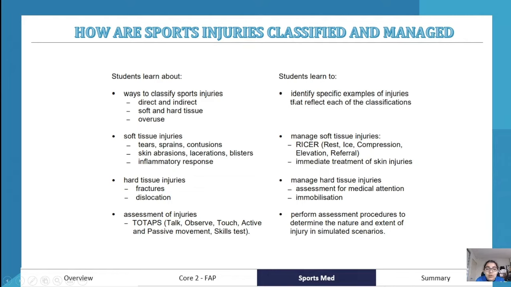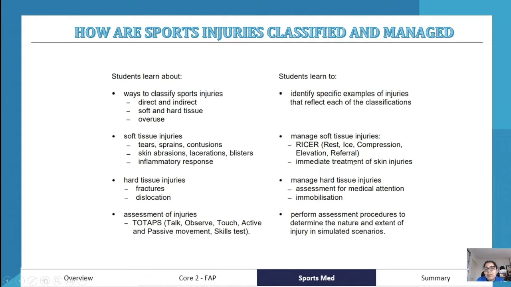Then your job is to firstly identify specific examples of injuries that reflect each of the classifications. So you should be able to give me an example after we go through the content, and I'll give you examples too, of what is a direct hard tissue injury, or what is a soft indirect tissue injury. Then with the soft tissue injuries, you need to be able to tell me how we manage them.